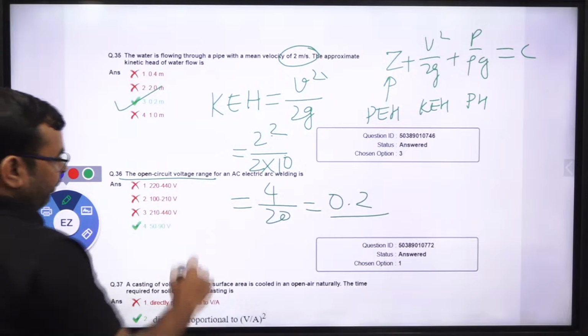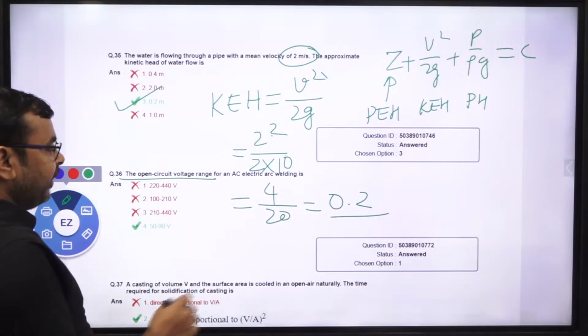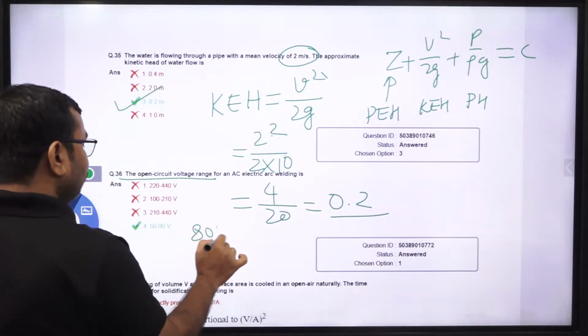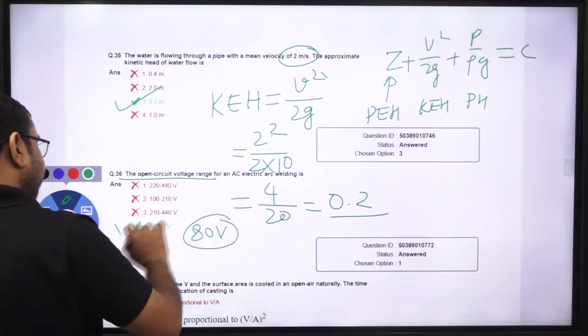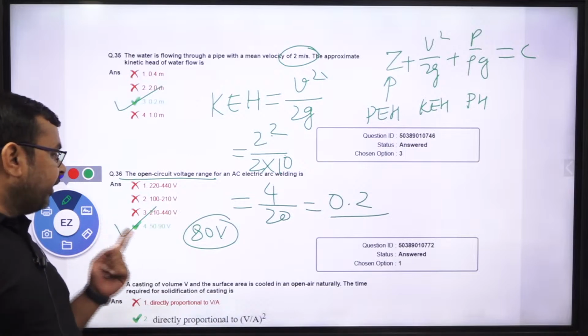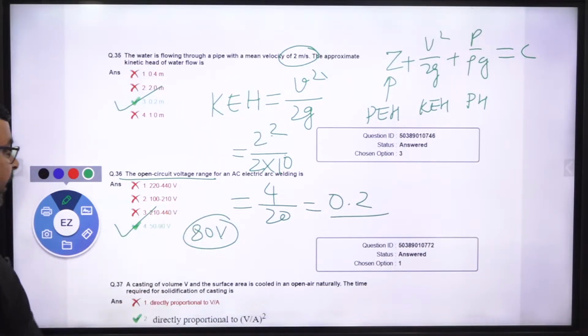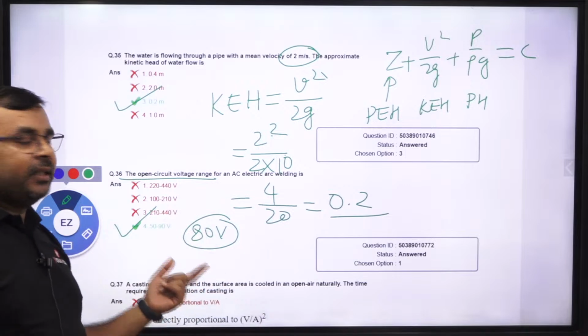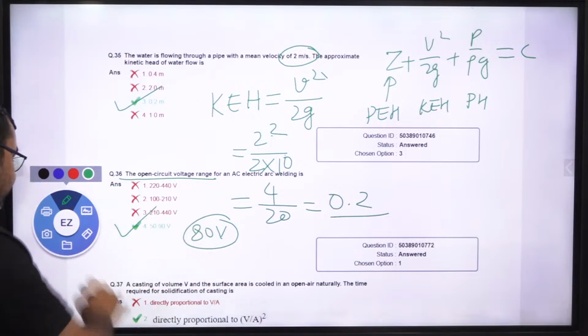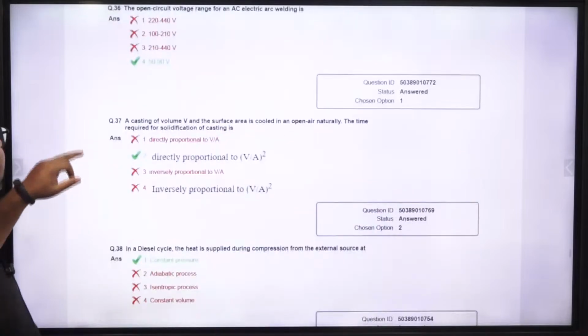Its range is approximately, in AC welding we use 80 volt. Yes or no? So obviously it lies in this option only. Correct? Open circuit voltage lies in this range 50 to 90 volt. Mostly we have 80 volt. And even जो आपने problem solve किए होंगे previously, तो उसमें यही value given होगी. Is it clear? Okay, so what about the next question?